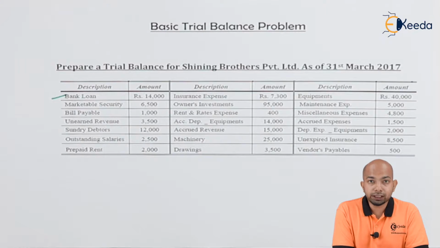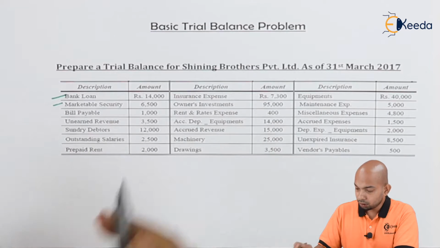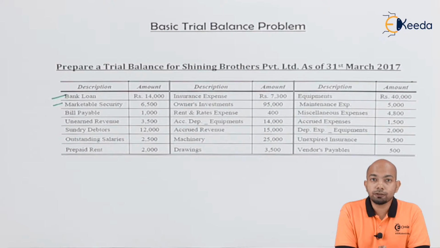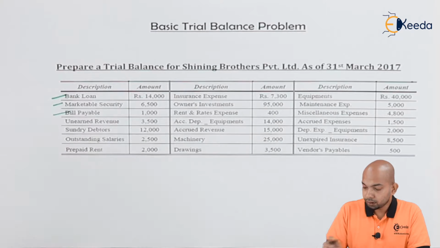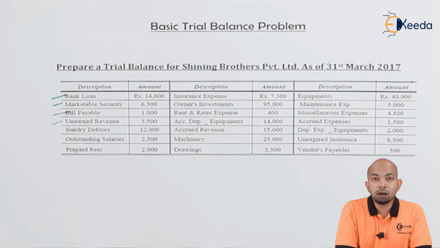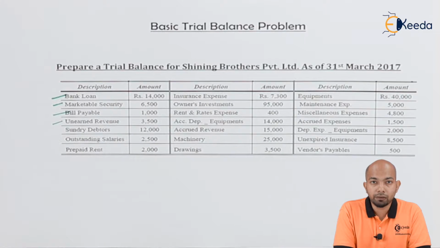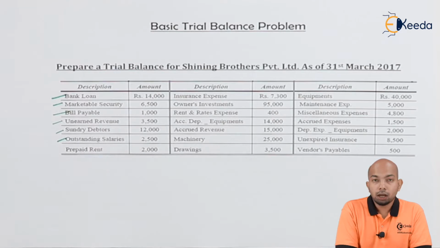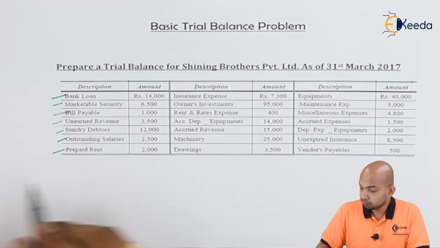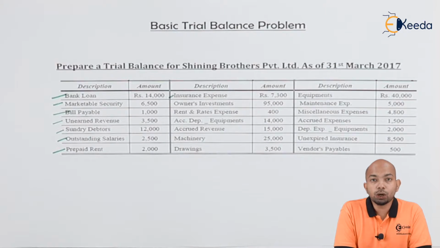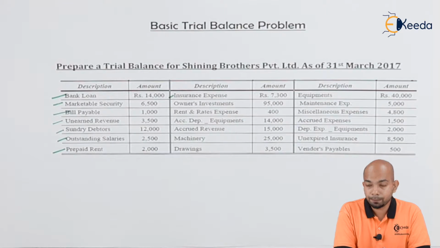We have bank loan as 14,000. We have security as 6,500. Bills payable has been mentioned for 1,000. Unearned revenue has been mentioned for 3,500. Sundry debtors has been mentioned for 12,000. Outstanding salaries for 2,500. Prepaid rent for 2,000. Insurance expense has been mentioned for 7,300.